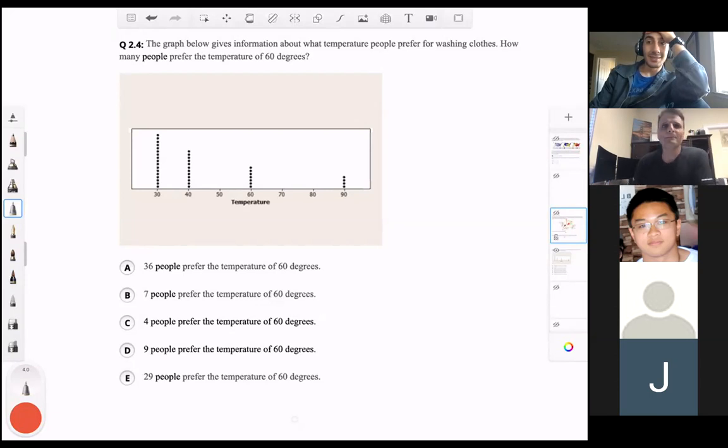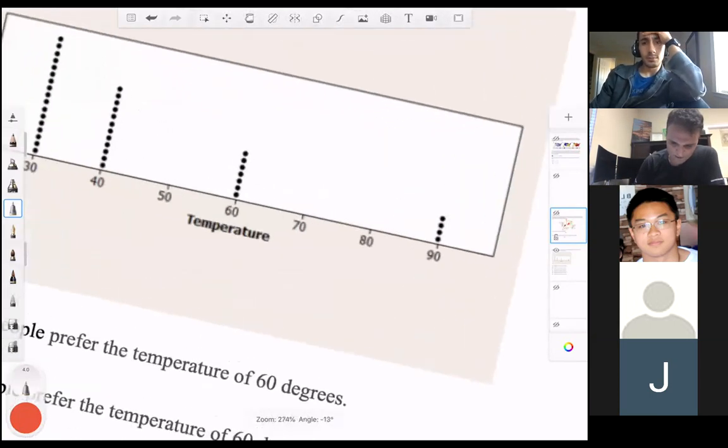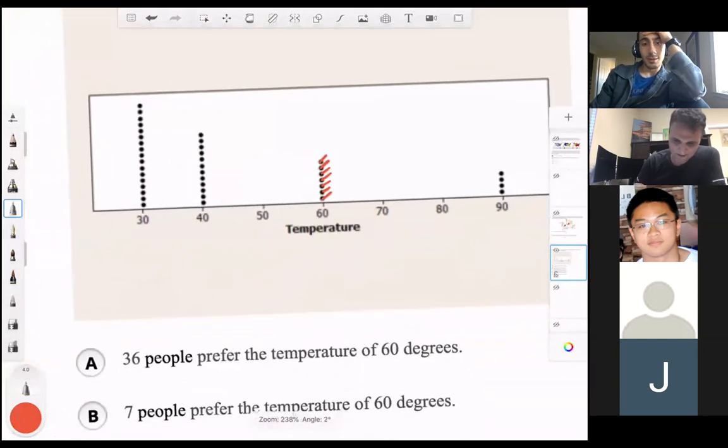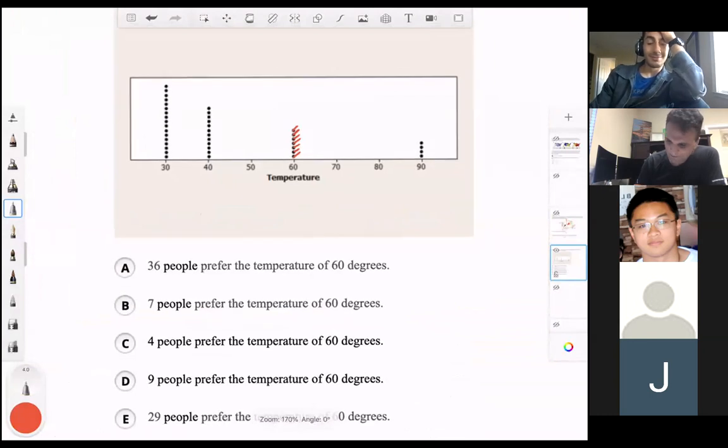The graph below gives information about what temperature people prefer for washing clothes. How many people prefer the temperature 60? Seven people. Did you count this one? Yeah. One, 2, 3, 4, 5, 6, 7. You're right. Is this a difficult question to have in an exam?